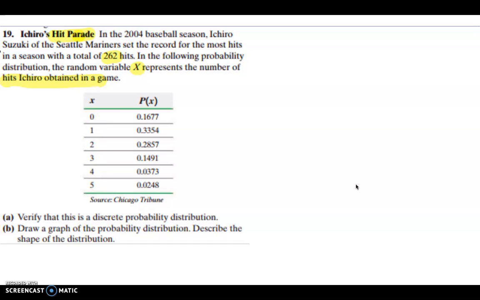First we want to verify that it is a discrete probability distribution. So you take the sum of the probabilities, so add up all of these probabilities. It should equal 1, which is true. And notice that every probability is between 0 and 1 inclusive. That is, we can check the box on that as well. So it is a probability distribution, so we'll say yes on this. Next, we want to draw a graph of the probability distribution and describe the shape.